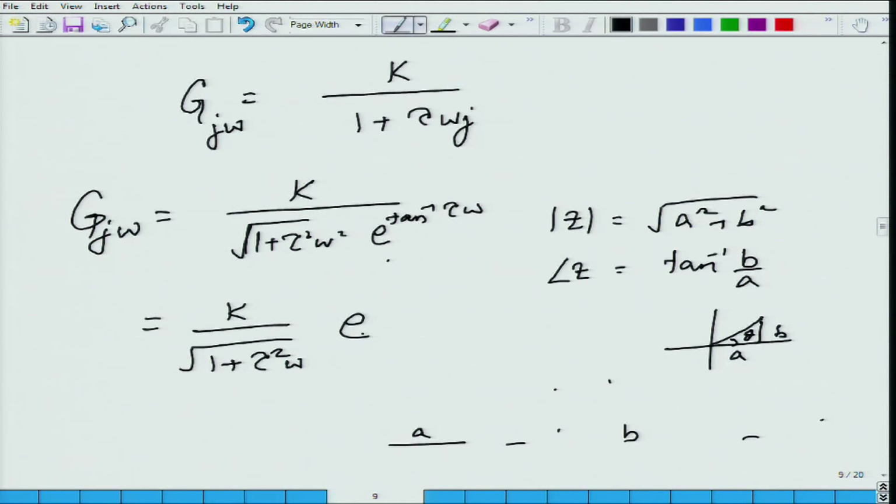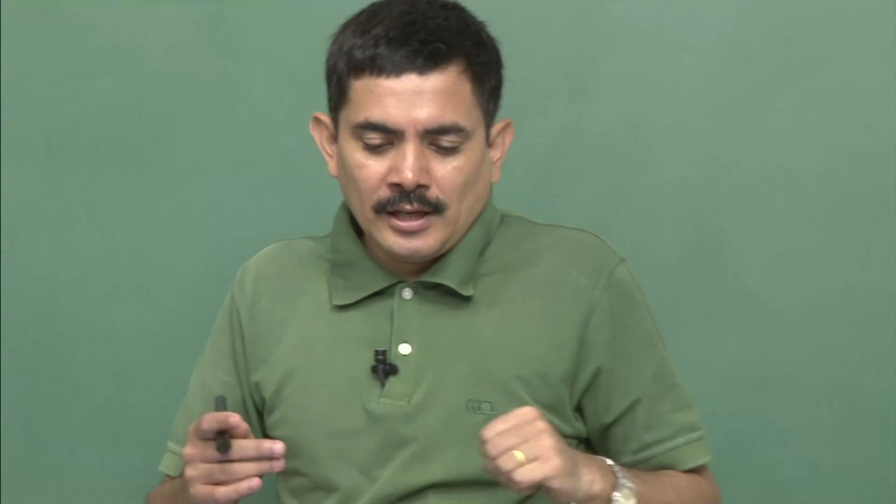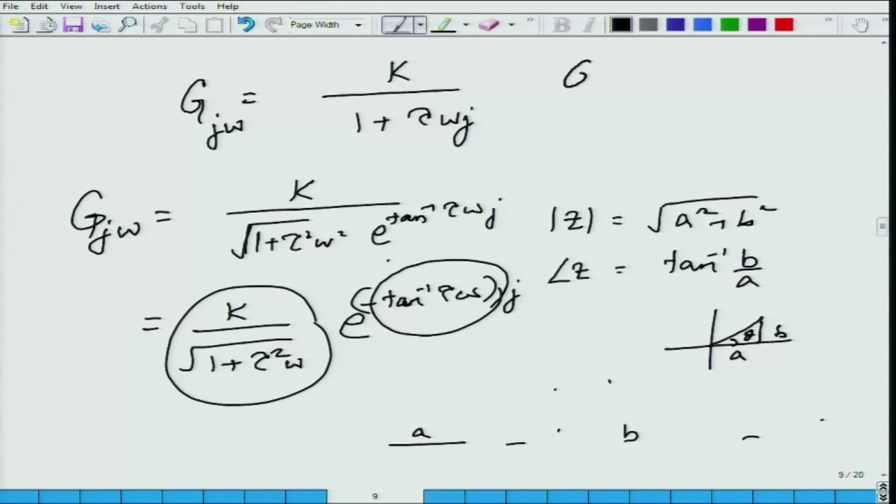When I take e up, what I will get is, sorry, negative tan inverse τω times j. So, from this by inspection you can see that this guy is the magnitude and this guy is the angle. So, you can see that if you work in polar form, and this particularly helps us, for example, if you had G equal to 2 lags in series, for example.